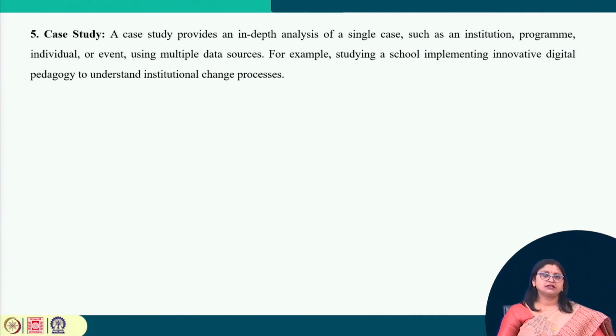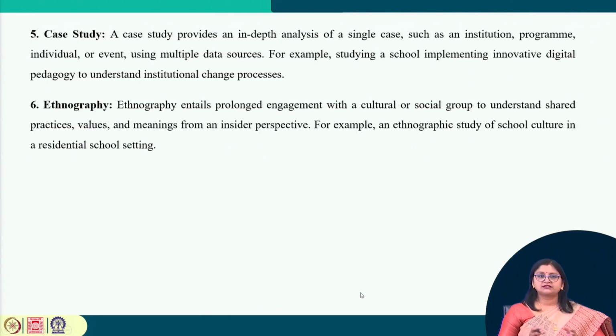The fifth one is case study. A case study provides an in-depth analysis of a single case such as an institution, program, individual or event using multiple data sources. For example, you can take studying a school implementing innovative digital pedagogy to understand institutional change processes. So, case studies can be anything that is required for the research purpose.